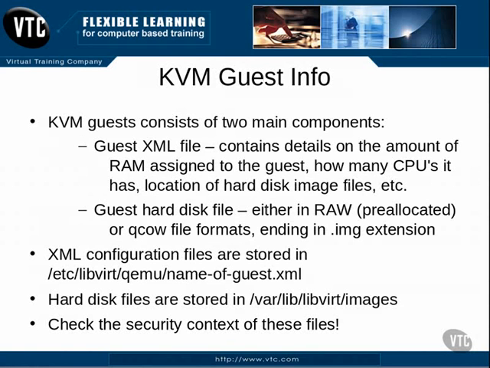A KVM guest consists of two main components. First, you have the guest XML file, which contains hardware assignments such as how much RAM the guest will use, how many virtual CPUs it has, where the virtual hard disk image files are located, and lots of other information. The second component is the hard disk image files themselves.